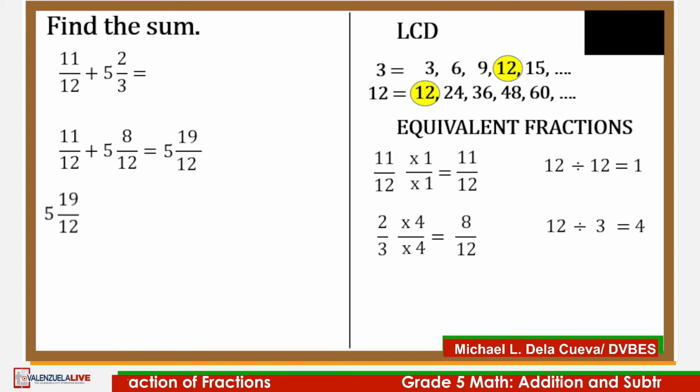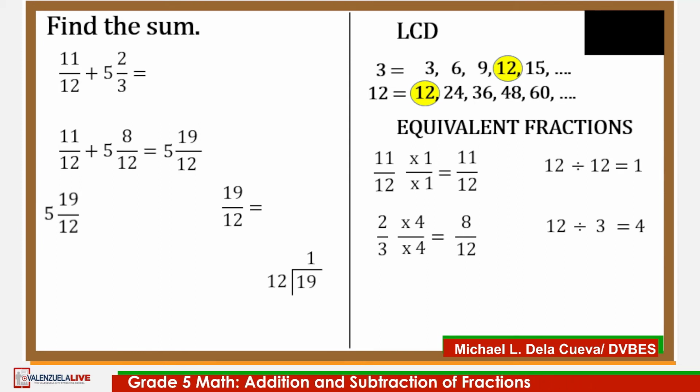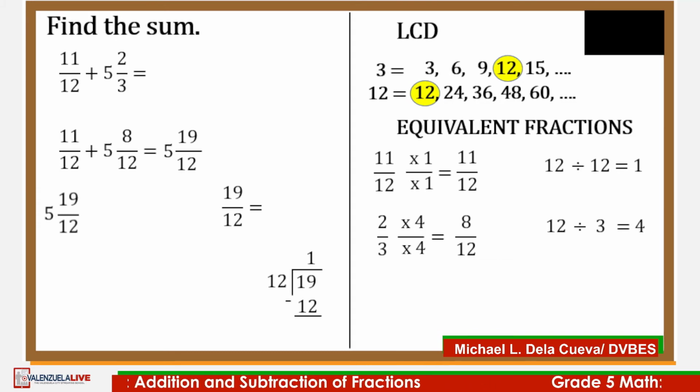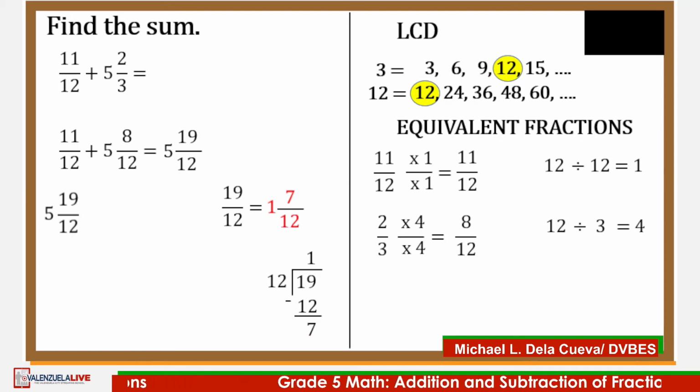So, let us get the mixed fraction of 19/12. Let us divide the numerator by its denominator. 19 divided by 12 is equal to 1. 1 times 12 is equal to 12. Subtract: 19 minus 12 is equal to 7. Again, our quotient is our whole number, and the remainder is our numerator, and then copy the denominator. So 19/12 is equal to 1 and 7/12.